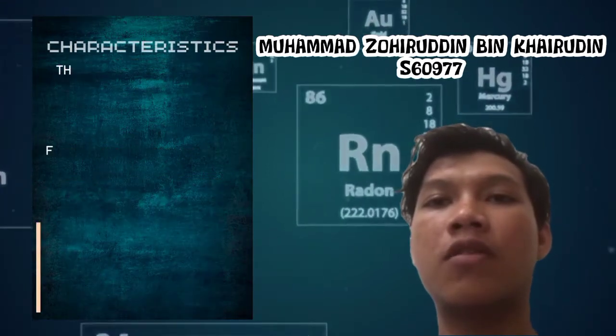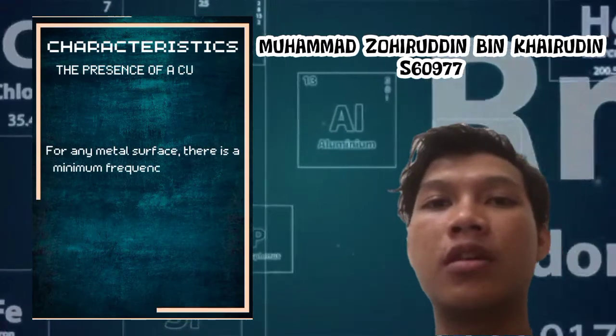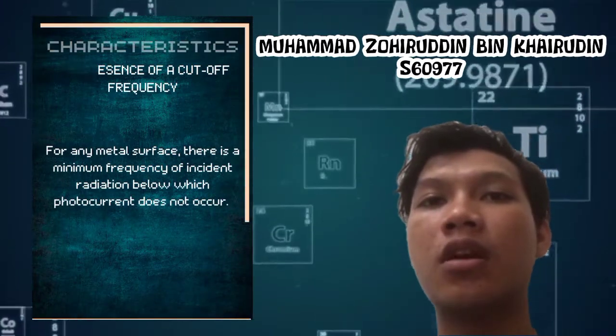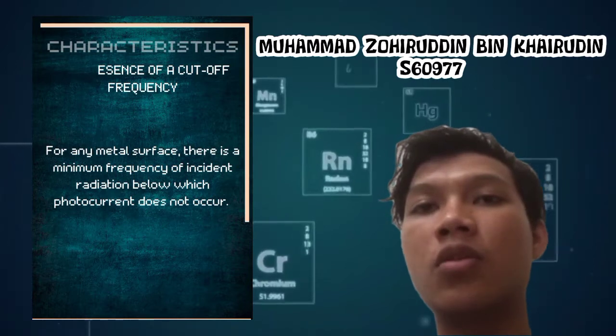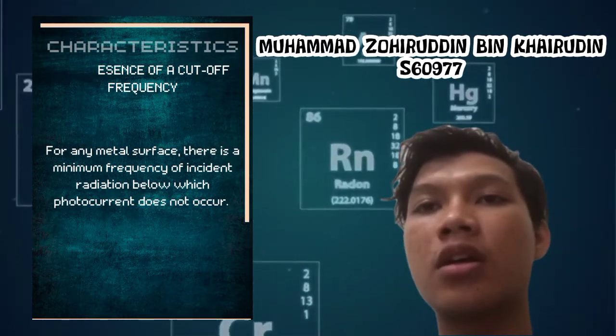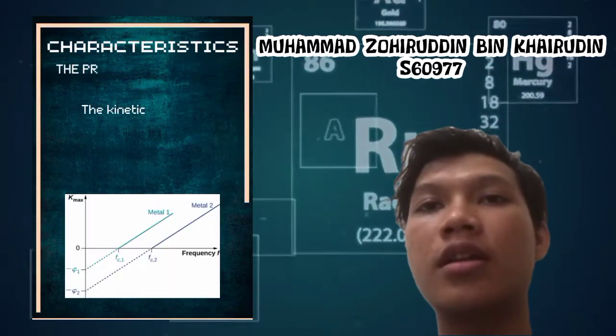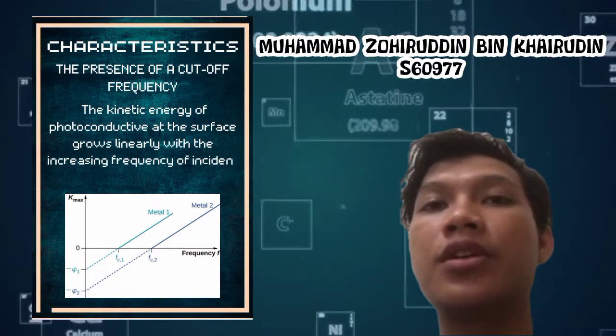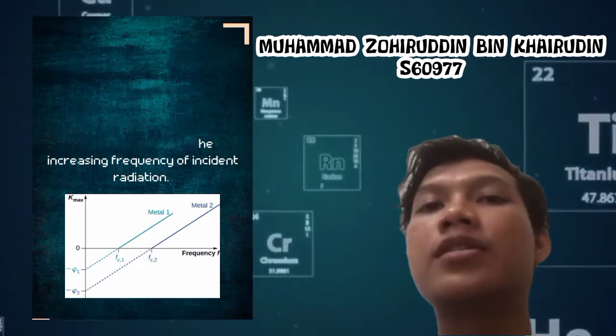The presence of a cut-off frequency. For any metal surface, there is a minimum frequency of incident radiation below which photocurrent does not occur. The kinetic energy of photoelectrons at the surface grows linearly with the increasing frequency of incident radiation.